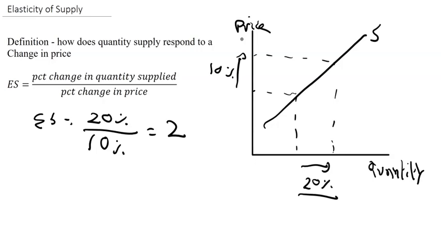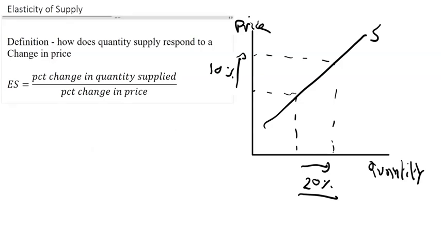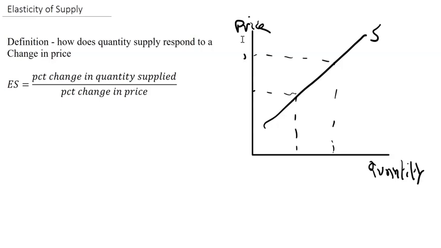Now, just like in elasticity of demand, we are going to use the midpoint method to calculate the elasticity of supply. If you need a refresher on the midpoint method, look at my video for elasticity of demand, and the link is given down below. So let's look at an example. How would we find the elasticity of supply? Let's say my price went up from $5 to $15, and as a result, my quantity supplied went up from 20 to 50.